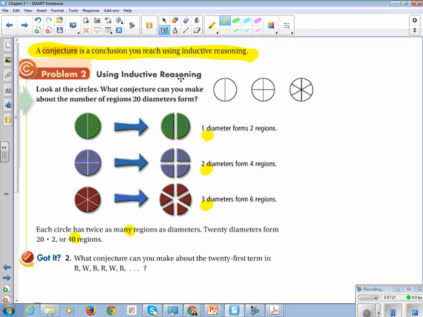What conjecture can we make about the next term? You think it's going to be W? So RWB, RWB, RWB. Okay, so what we want to do is find a pattern. So we group these in nice little groups of three. After every third one, it repeats. So if I go with this group of three, it's going to repeat.